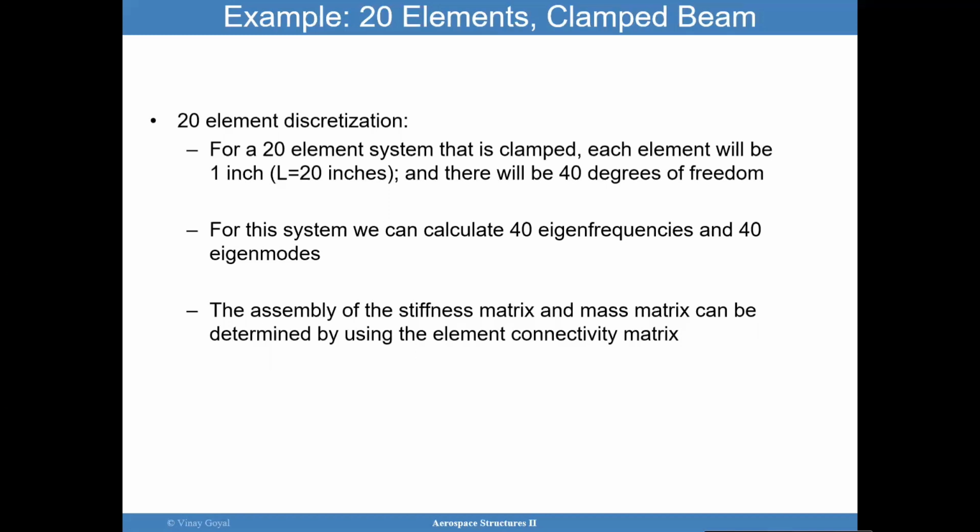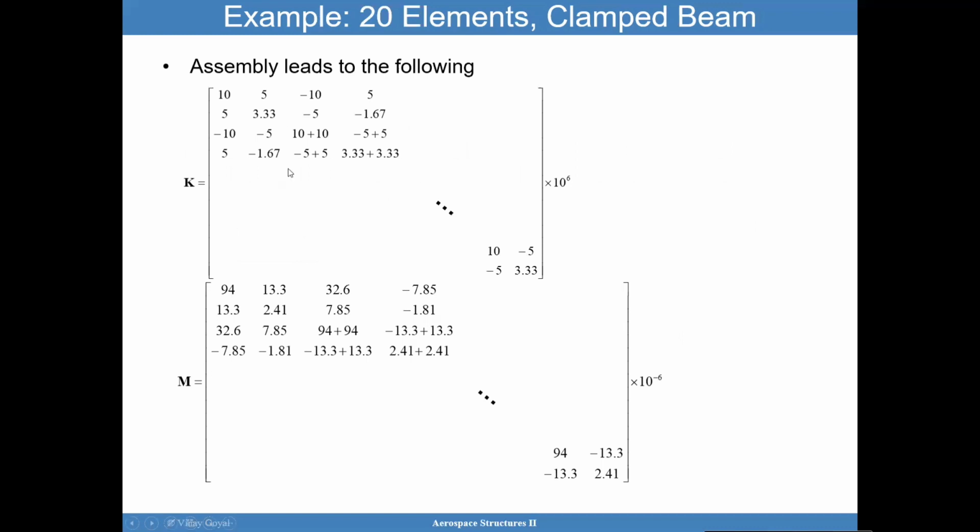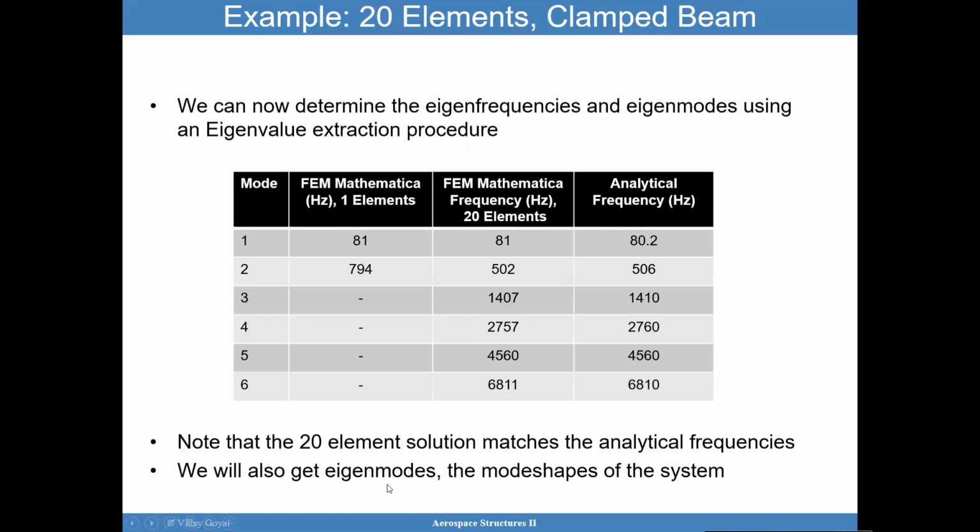If I go and use a 20 element discretization, I'll get a stiffness matrix that looks a lot more extensive, and a mass matrix that looks a lot more extensive. And you can see here how for the 1 element solution, the first mode matches really well. The second mode doesn't match very well. For 20 elements using our own models in Mathematica, we got really close across the board. You can see that here. But it can only get 40 frequencies probably, while the analytical solution can get an infinite number of them.